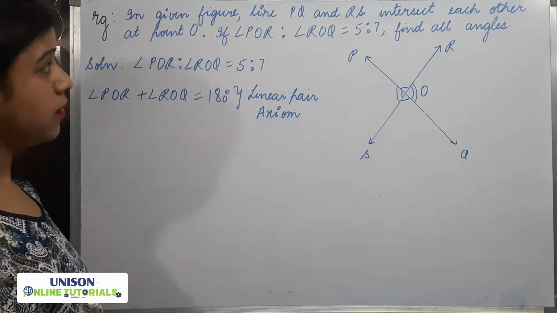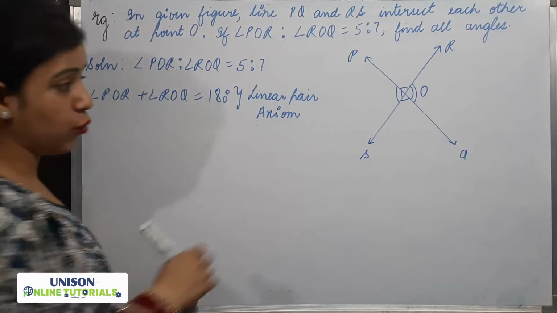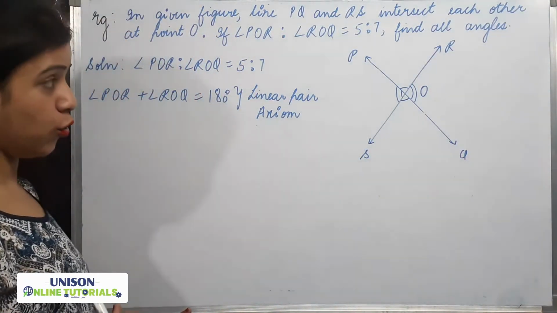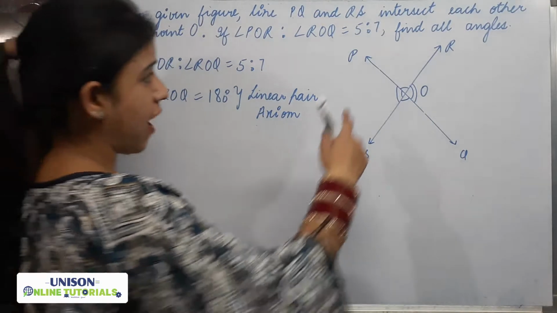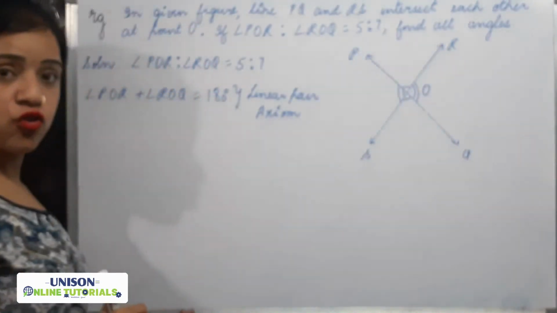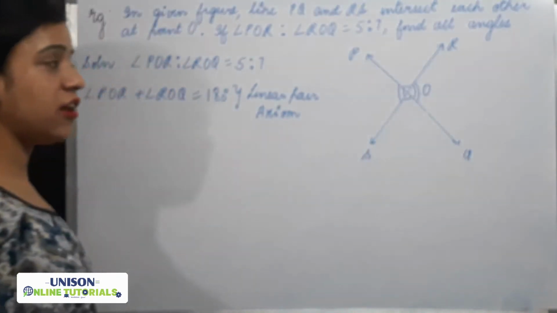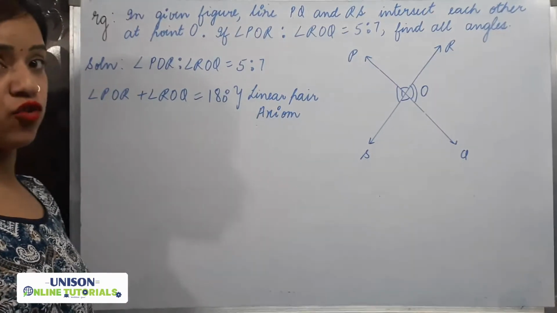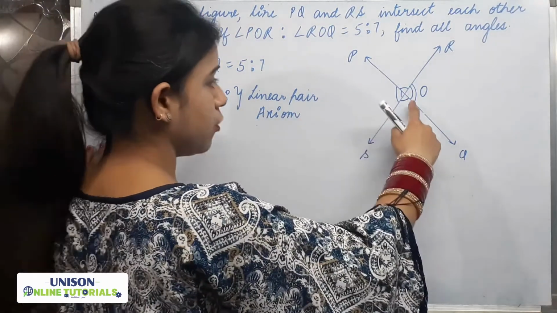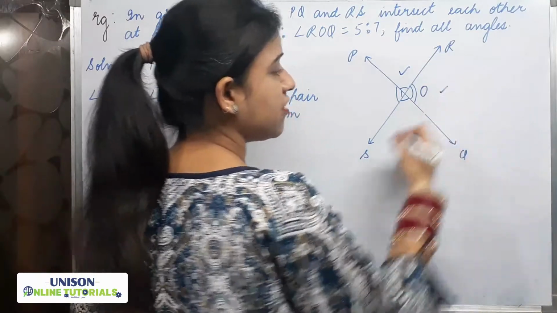Let's take an example. In the given figure, lines PQ and RS intersect each other at point O. Now the ratio of angle POR and angle ROQ is given as 5:7. So we have to find all these four angles, and only the ratio of two angles is given to us, that is 5:7.